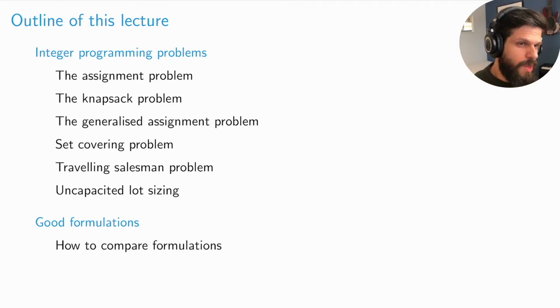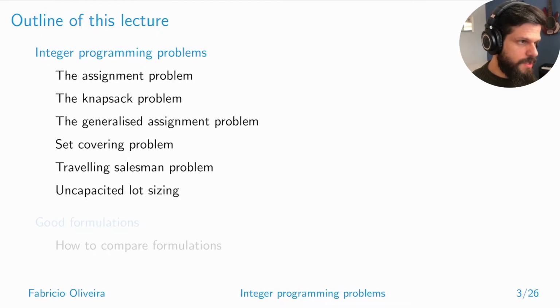Somewhat differently from LP, having a good formulation in MIP might mean the difference between being able or not to solve your optimization problem. So it's important that we understand what is a good criteria to compare formulations, which is going to become more obvious when we actually look into the solution method for mixed integer programs. So let's get started. The first couple of videos are going to be about these different types of problems.